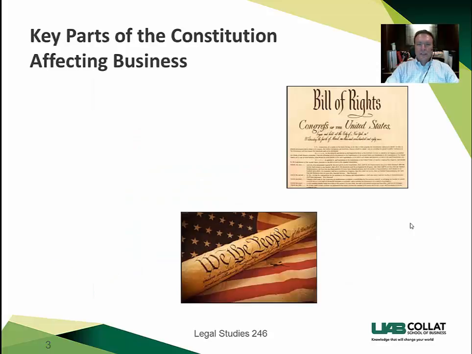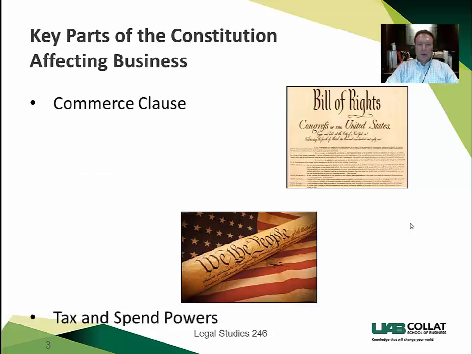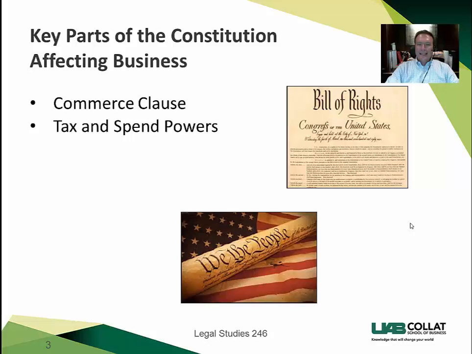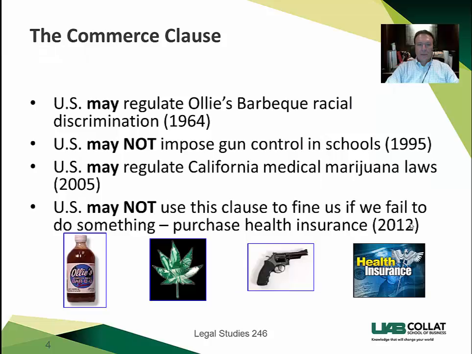There are several sections of the United States Constitution that affect business. Some were in the Constitution originally in 1789 when it was written, and some were in the Bill of Rights that was added a few years after that. The Commerce Clause, the power to tax and spend that is given to the United States Congress, the clause that says that the United States Constitution and the laws of the United States are the supreme law of the land, and the Bill of Rights, the first 10 amendments.